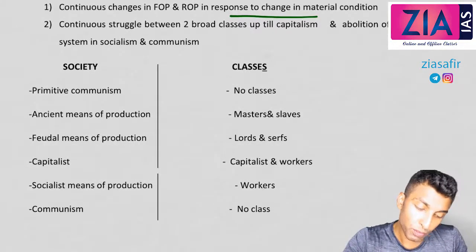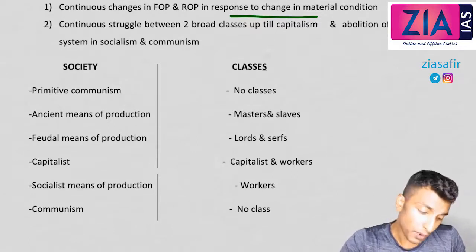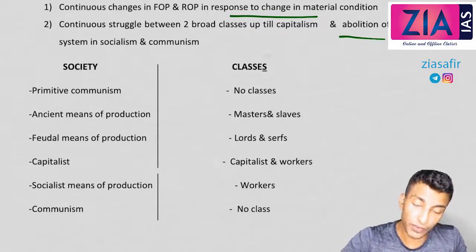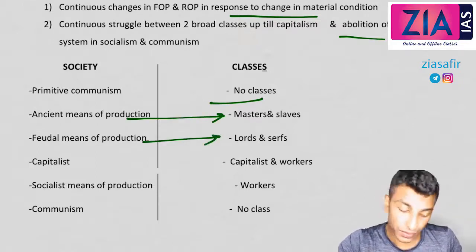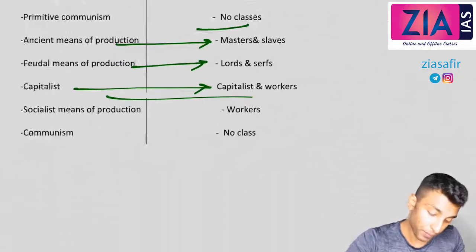Continuous struggle between two broad classes up till capitalism. So there is a struggle between two broad classes up till capitalism, then abolition of this system in socialism and communism. So you can see the two broad classes: primitive communism, no classes; ancient mode, masters and slaves; feudal mode, feudal lords and serfs; capitalism, capitalist and workers. Then there is no such struggle. Okay.